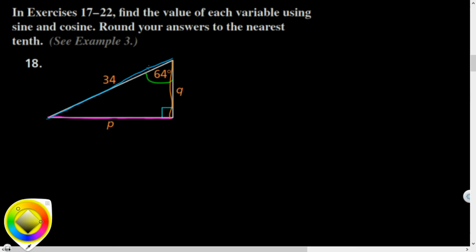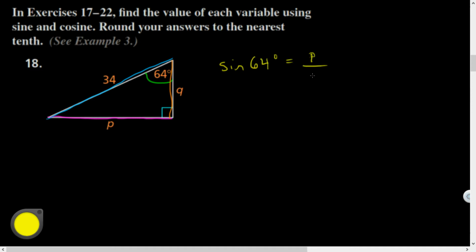So let's find the P here. I want to compare the P, which is the opposite, to the thing that I do know, which is the hypotenuse. What trig ratio compares opposite with hypotenuse? What do you think, Ryan? Sine. So sine of 64 is equal to opposite over hypotenuse. All right, and then let's multiply both sides by 34.